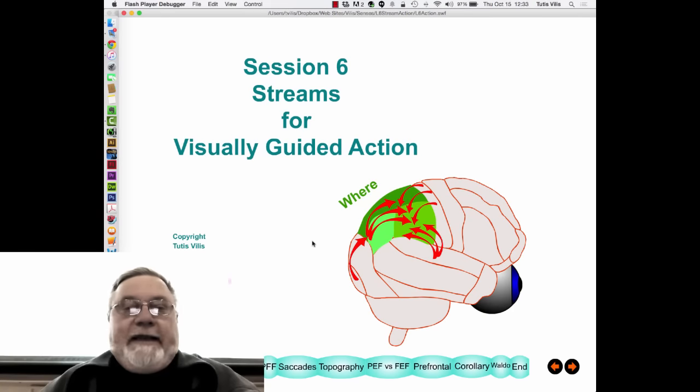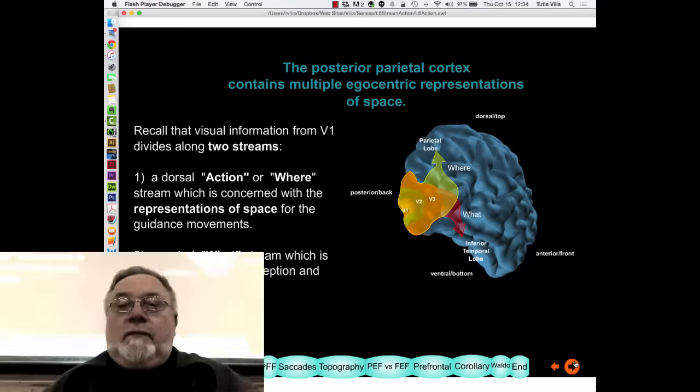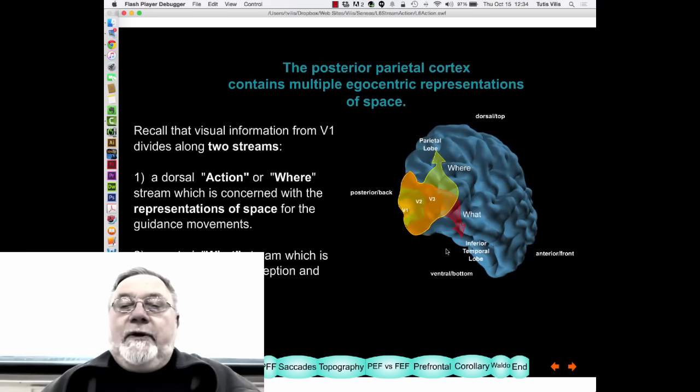So, today I'd like to talk about the stream for visually guided actions. We saw way back a few lectures that from the visual cortex, you get two streams forming. One called the What stream that goes underneath the brain to the inferior temporal lobe, and one above the cortex that makes synapses with areas in the parietal lobe.